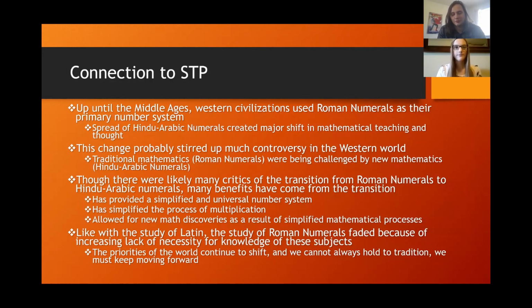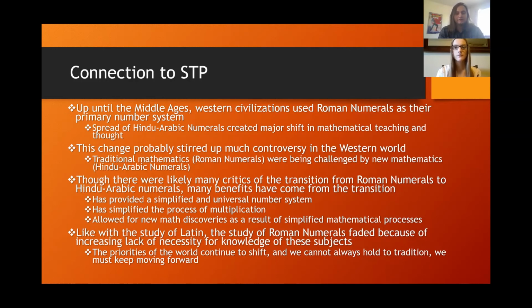So we've talked about Roman numerals, but what's the connection to Europe? Well, up until the Middle Ages, many Western civilizations used Roman numerals as their primary number system. And these civilizations were the civilizations most greatly impacted by the Western Roman Empire. And those civilizations developed into countries like Switzerland and France and Spain and Portugal and England. So all of these major European countries had Roman numerals as their primary number system up until the Middle Ages.